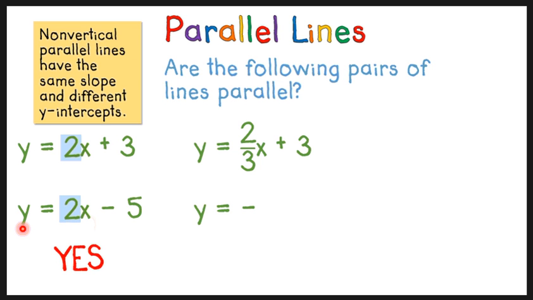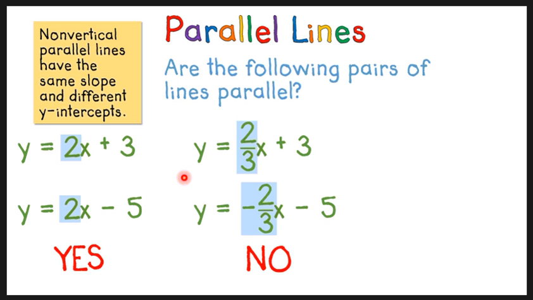So let's look at another pair of equations. y equals 2/3 x plus 3 and y equals negative 2/3 x minus 5. So both of these equations are also in slope-intercept form. So our slope is our coefficient of x, so the slope of the first equation is 2/3, and the slope of our second equation is negative 2/3. So just because the numerical part of the slope is the same, the sign is not, so these are not equivalent values for the slope, so these are not parallel lines.